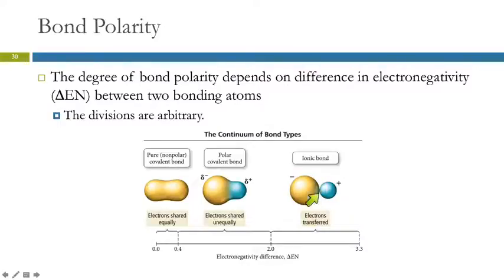At the other extreme, you have ionic bonds, where the difference is so great that the electron actually leaves the one atom and goes and permanently moves into the other atom's house. Right? That's an ionic bond, a transfer of electrons. And we call something ionic if the difference in electronegativity is 2.0 or greater. And then in between here, we have polar covalent bonds with unequal sharing.